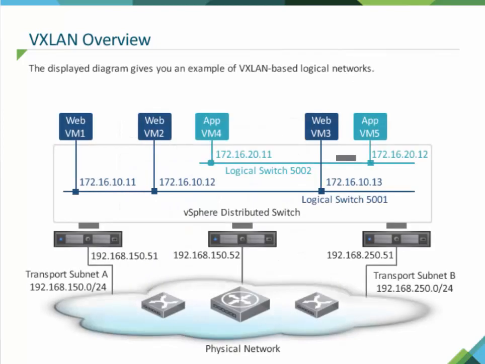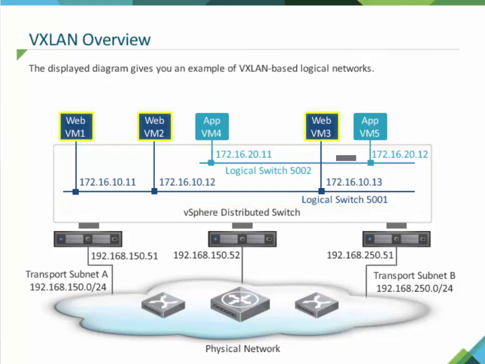The displayed diagram gives you an example of VXLAN-based logical networks. There are 3 physical hosts, with each as its own IP address. There are 5 virtual machines residing on these hosts. There are 2 logical networks configured on the distributed switch across the 3 hosts.